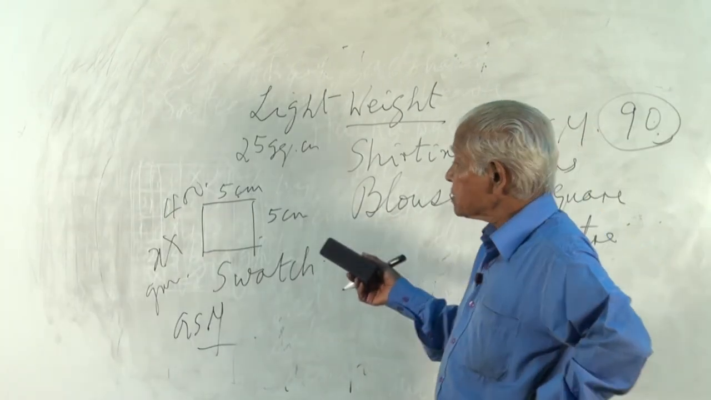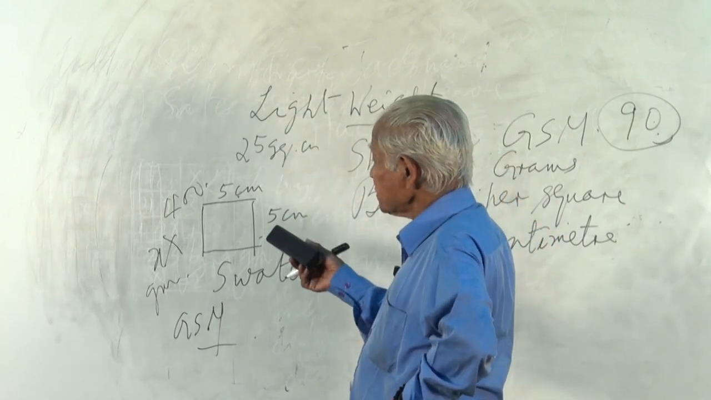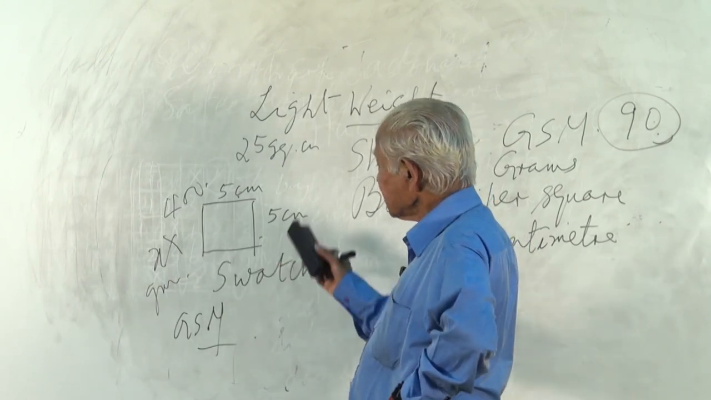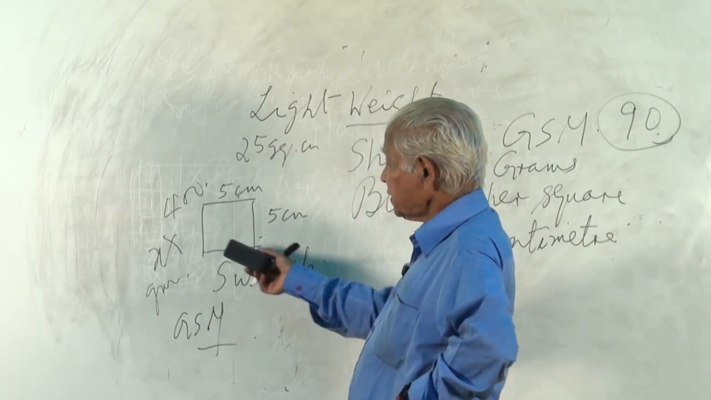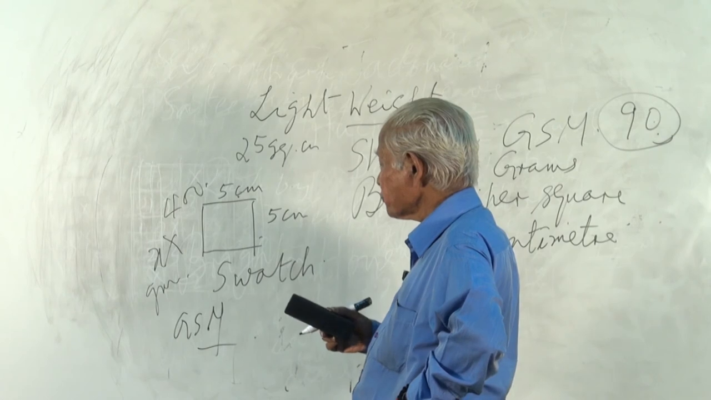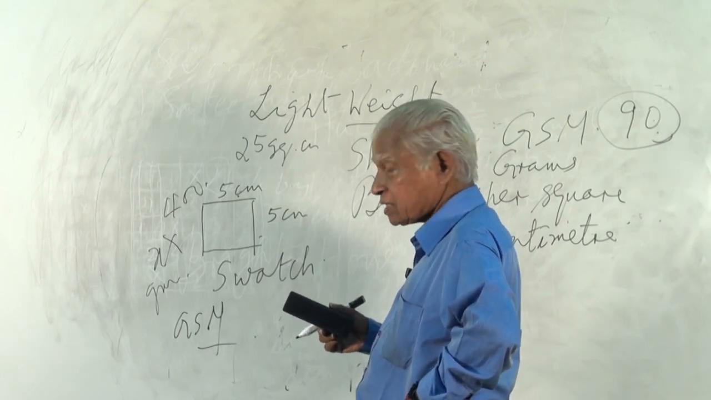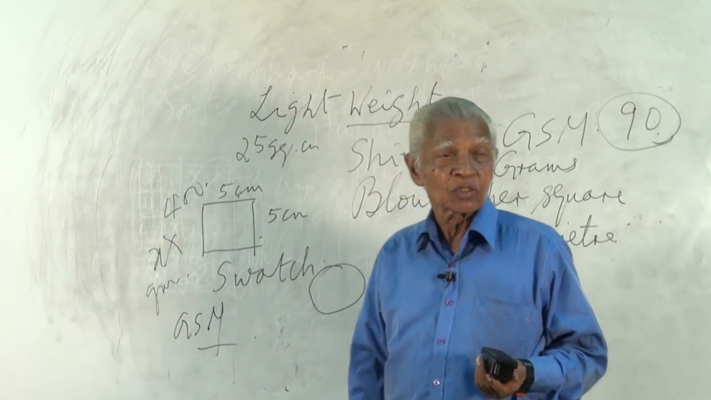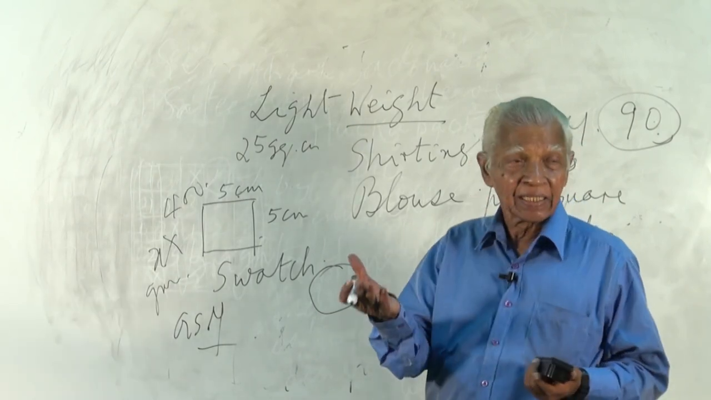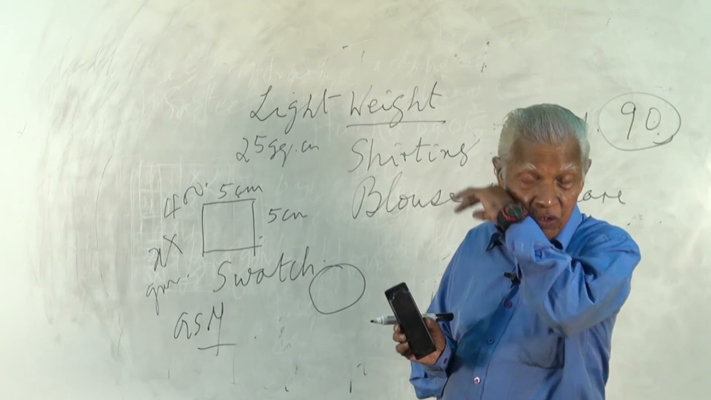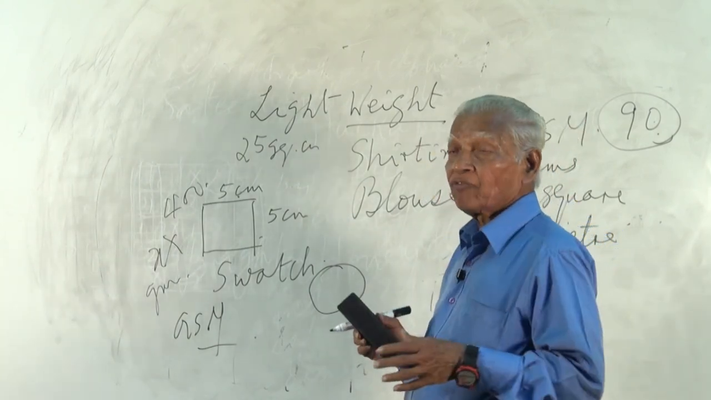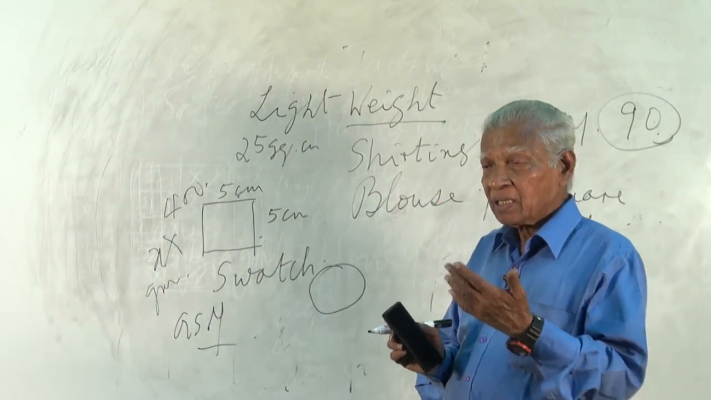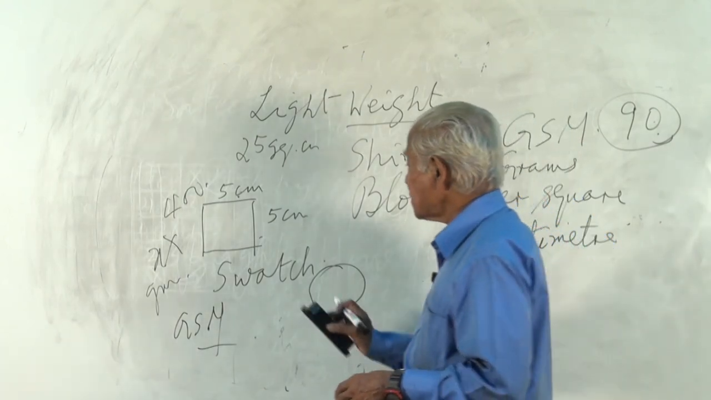Swatch is 5 centimeter by 5 centimeter, which means it has got an area of 25 square centimeters. So let the weight be x grams, then 400 into this x will give you the GSM. So this is how the GSM of the fabric is determined, or there is a cutter which cuts the fabric in the form of a circle, and this is weighed and then you get the GSM. This instrument is used in the knitting industries in order to get this GSM, because for knitted fabrics, GSM is a very important parameter which decides many of its properties like handle or comfort, etc.